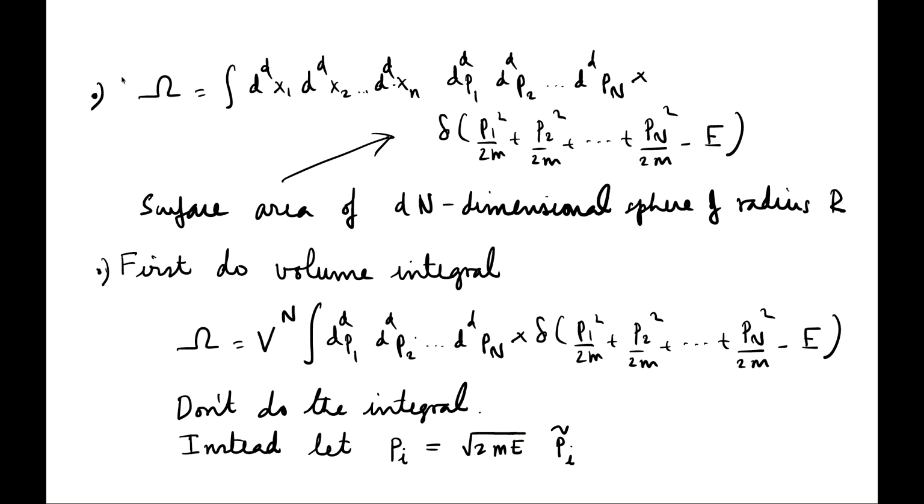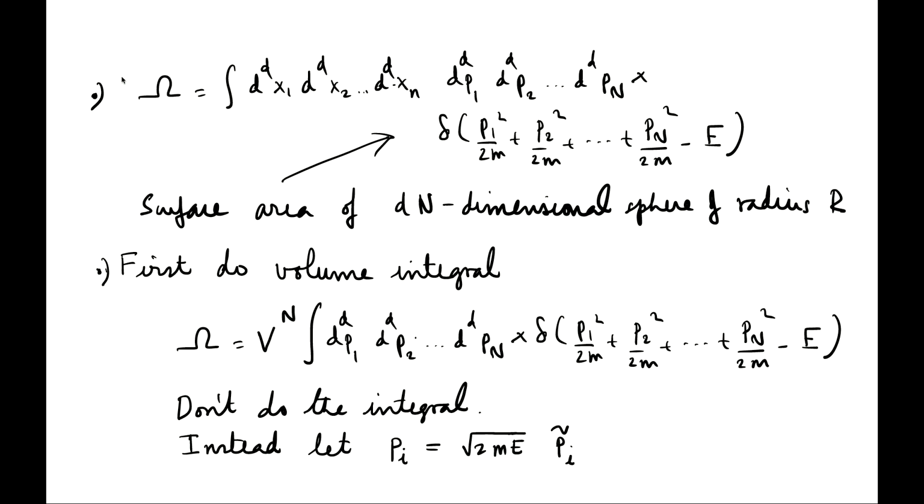So first, do the volume integrals, which are free. Integrating over d^d x1 gives me a factor of volume. I do d^d x2, I get another volume. So I get V to the power N when I do this much of the integral, and I'm left with the momentum integrals. So let's not do the integral. Maybe we don't have to do the integral. We need to know the dependence on volume and energy. Okay. So let us do a trick here. If everything okay, I'm just doing an integral.